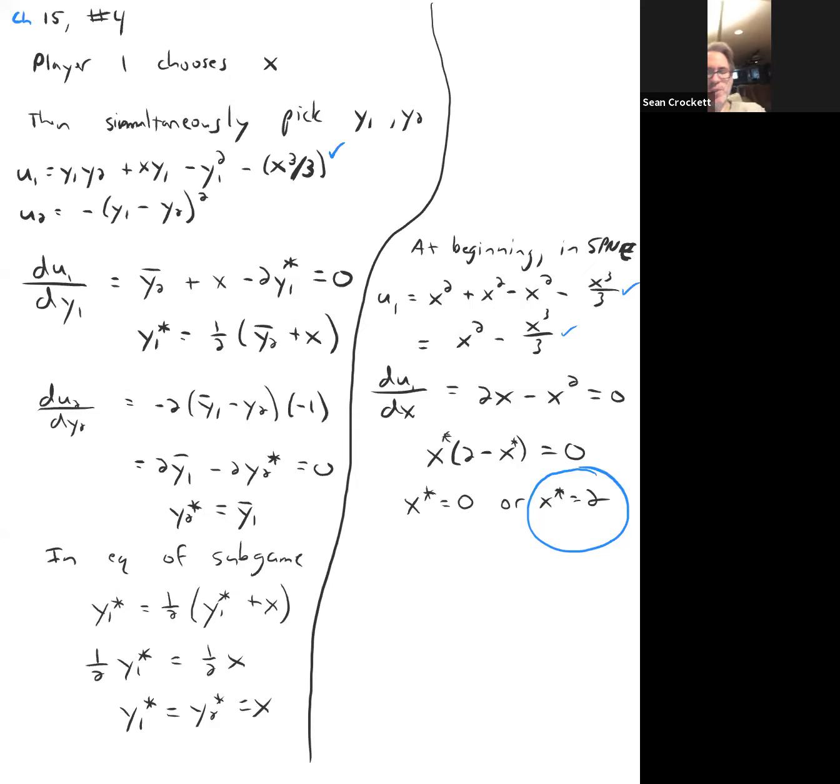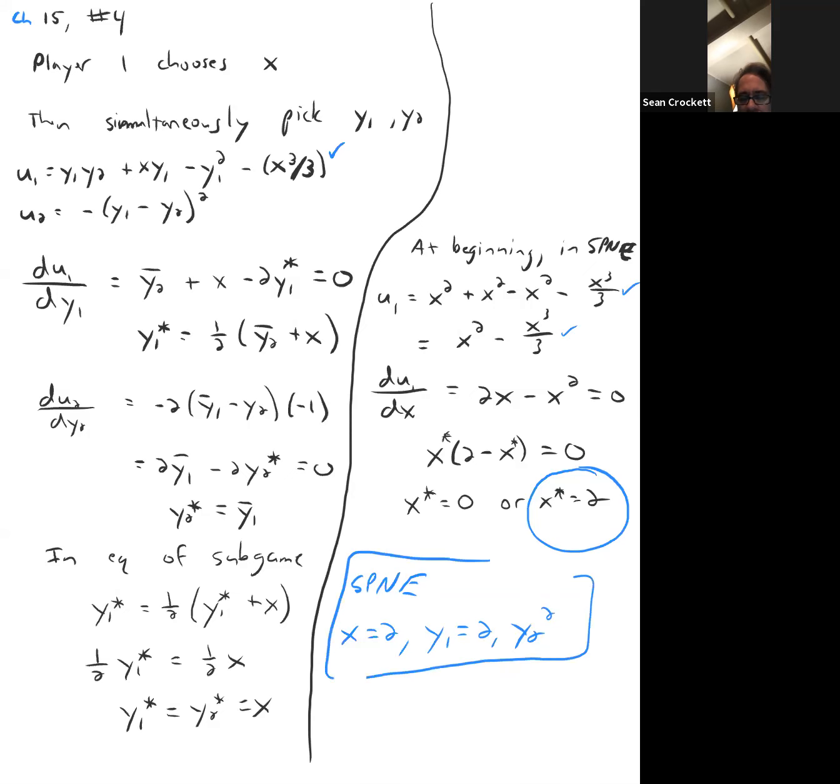The reason we're getting two solutions there is that at x equals 0, this is not a concave problem anymore. The second derivative is equal to 0 when x equals 0. So on the rest of the domain we would get a unique solution, but here we have two solutions, so we have to check that x equals 0 isn't a better solution, but it's not, it's worse. And so the SPNE is that x equals 2, y1 equals 2, and y2 equals 2. So all the values for all three choice variables are 2 in the subgame perfect Nash equilibrium. All right.